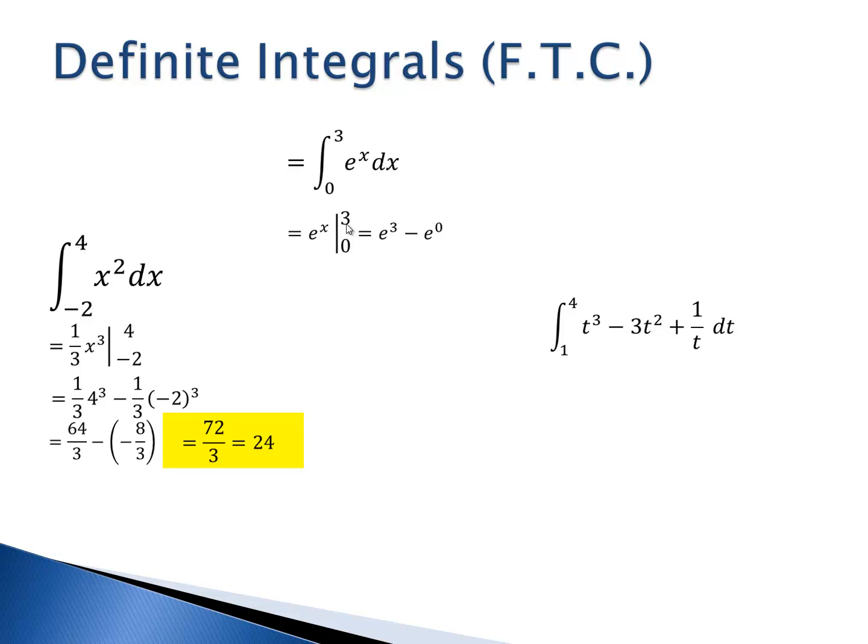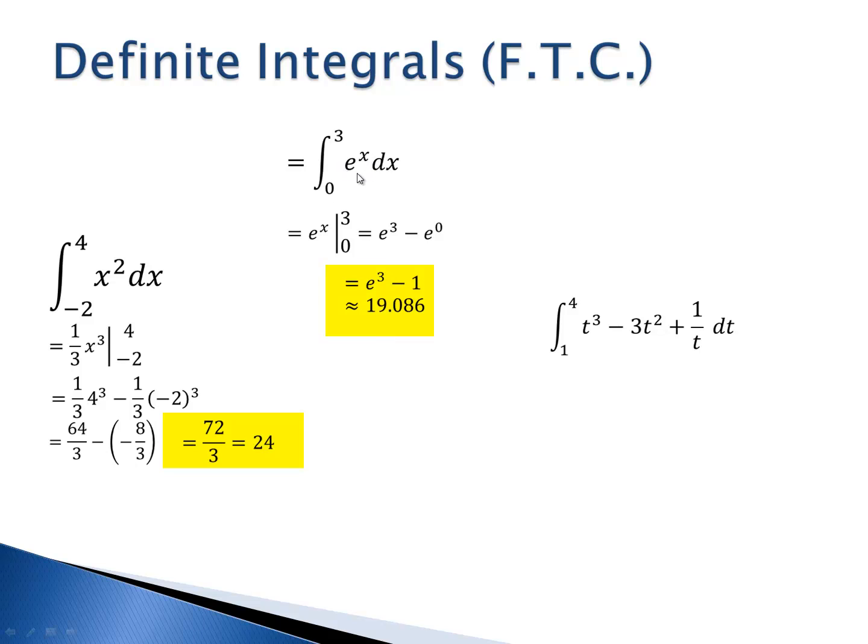And what we'll do is plug in the top limit. So we'll put it in for the x, and we get e cubed minus e to the 0. Put in that bottom limit. And e to the 0 is 1, so we get e cubed minus 1. Throw that in the calculator, and you get a decimal approximation there of 19.086.